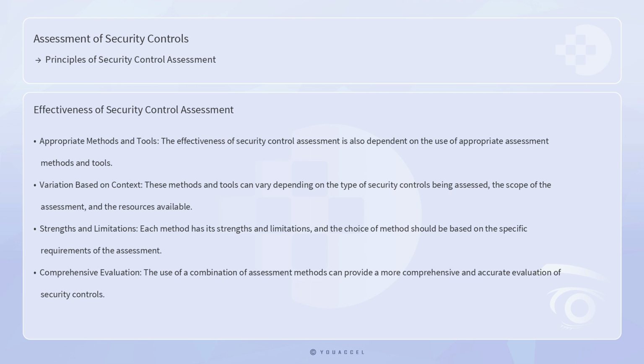For example, technical testing and automated scanning are highly effective for identifying technical vulnerabilities in information systems, while interviews and document reviews are more suitable for evaluating procedural and administrative controls. The use of a combination of assessment methods can provide a more comprehensive and accurate evaluation of security controls, ensuring that all relevant aspects are considered and that the assessment findings are well supported.